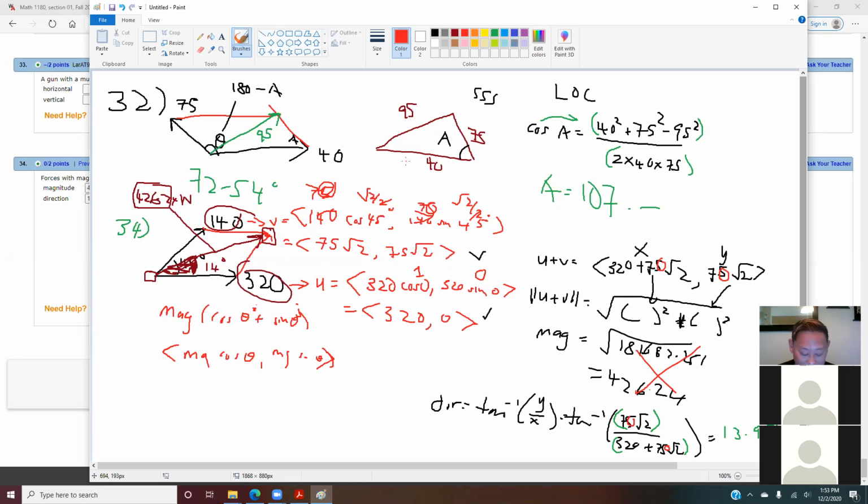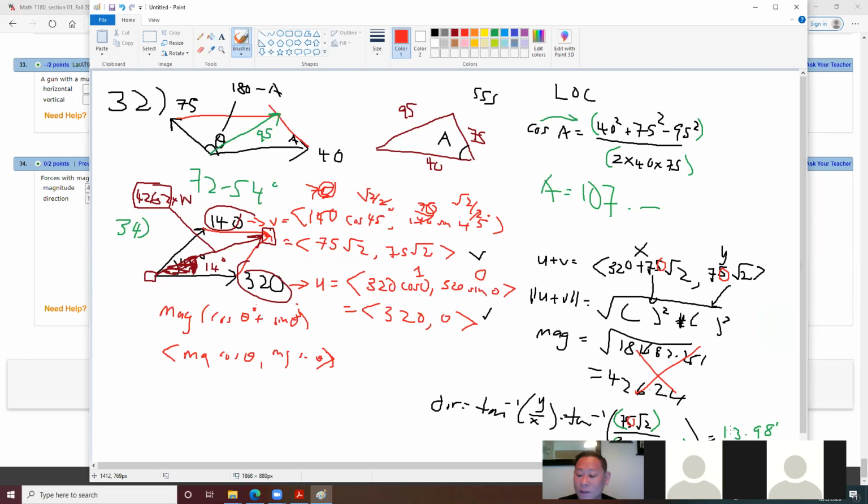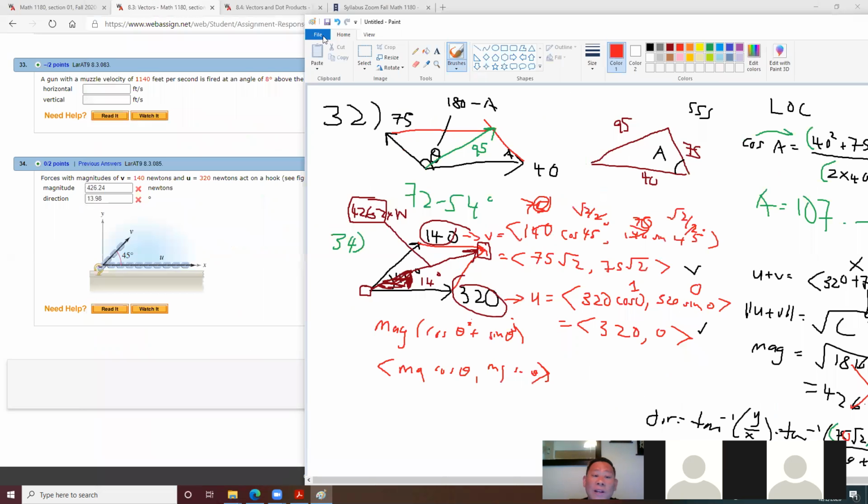So this is 13 point. Now this is not 13.98. This is actually 13.29. This one I need to take some time. Again, it is all calculator work here. Sorry. So just do it that way and then you get the answer. I want to show you another way to do this.